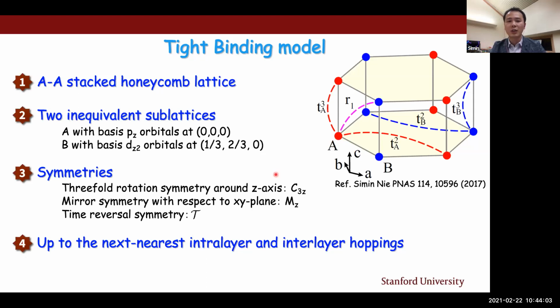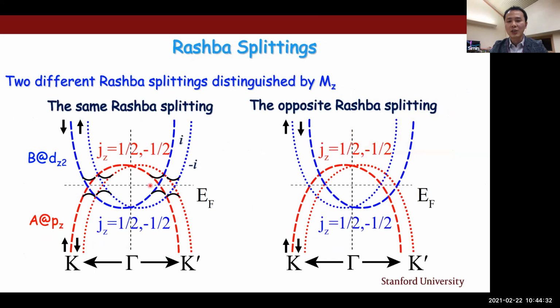So only three different symmetries are used to construct the tight-binding model. There are threefold rotation symmetry around the Z-axis, mirror symmetry with respect to the XOY plane, and the time-reversal symmetry. The interactions are considered up to the next nearest intralayer hopping and the interlayer hopping. So then we can write down the tight-binding model easily.